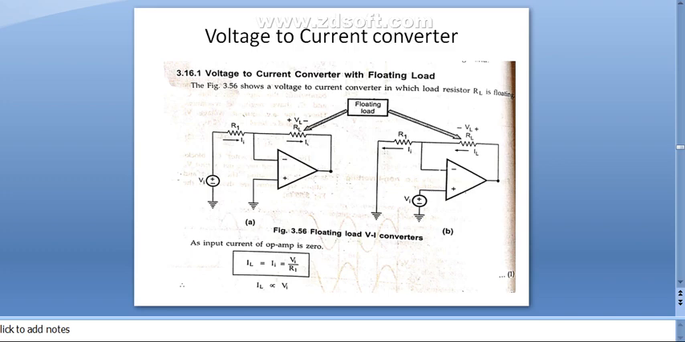So the next concept is voltage to current converter. See the circuit diagram of the voltage to current converter. Here we have two types of voltage to current converters. First one is voltage to current converter with floating load. Second one is voltage to current converter with grounded load. So see the circuit diagram of floating load V to I converters.